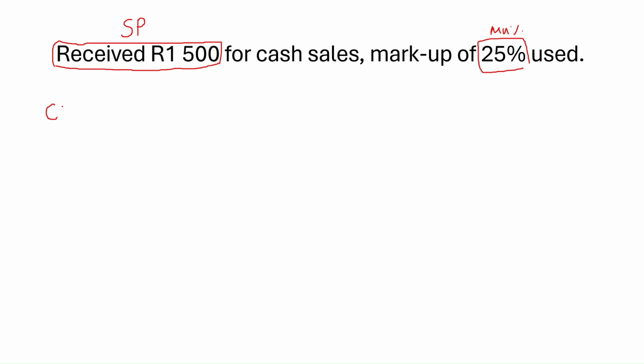So the formula for the cost price would be 100 over 100 plus the markup. We will just say markup since I'm not adding a percentage sign, but we refer to this number here. And then we multiply this by the selling price.